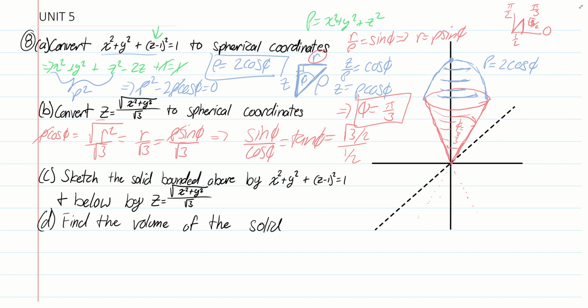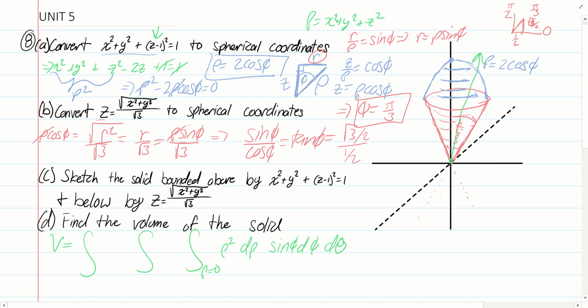The volume of the solid is going to equal a triple integral. Make sure you always include, when you use spherical, rho squared d rho sine phi d phi d theta. Now we need to find our limits for rho. For rho, you start at the origin and go outward. So we start in the cone at the origin, which means rho equal to 0. Then we exit out this blue dome, so we exit out 2 cosine phi.